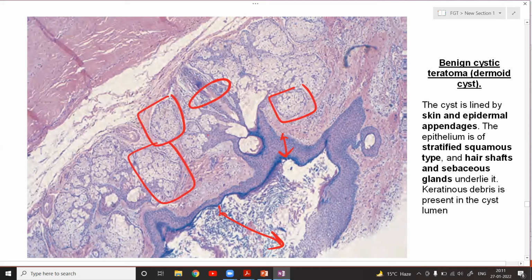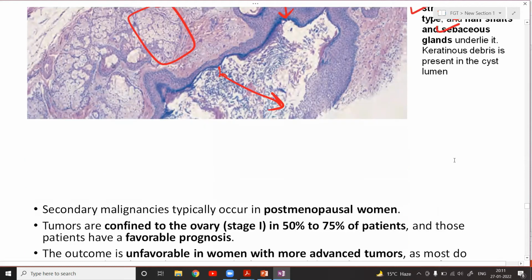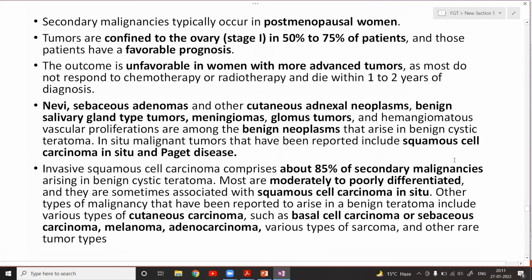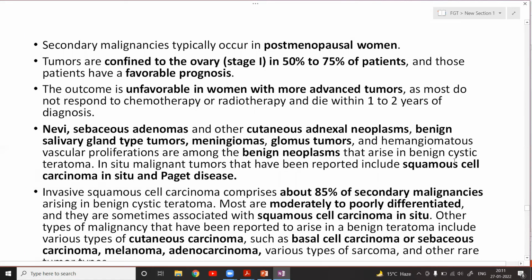These are the mature sebaceous glands that you see in this particular picture. So you can see the skin and epidermal appendages with the stratified squamous epithelium, hair shafts, and the sebaceous glands which are underlying. Now, very importantly, secondary malignancies can arise in 1% of these tumors, and mostly they are arising in post-menopausal women. Now remember, tumors are confined to the ovary in 40 to 75% of the patients, and they are having a favorable prognosis.